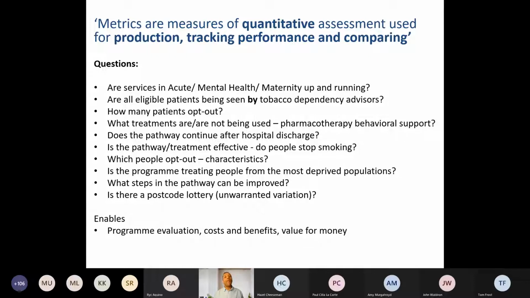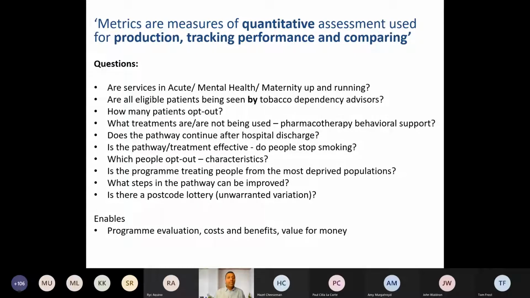And what can we do to increase pharmacotherapy treatment rates? And are patients getting the behavioural support that works with pharmacotherapy to maximise quit rates? Does the pathway continue after hospital discharge? Because as we know, as I've already stated a couple of times, people are only in hospital for 2 or 3 days. So it's really critical that they have a transfer of care into the community. Is that happening? If not, why not? What can we do differently?